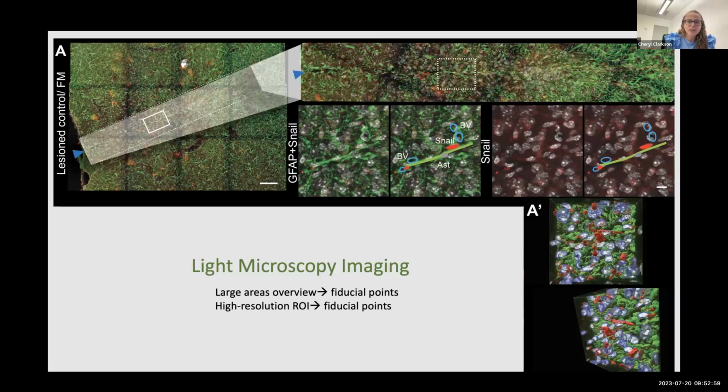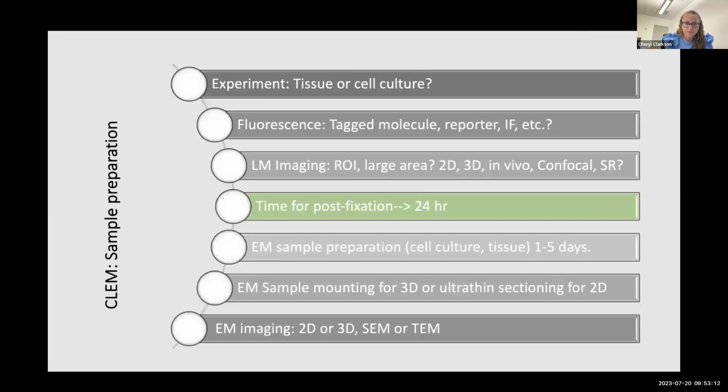So all the time you have to think about fiducial points, what I'm going to be able to recognize that is different enough, because this is tissue. It's not like the cell culture that I have on my dish. With tissue, you are going to be totally lost.